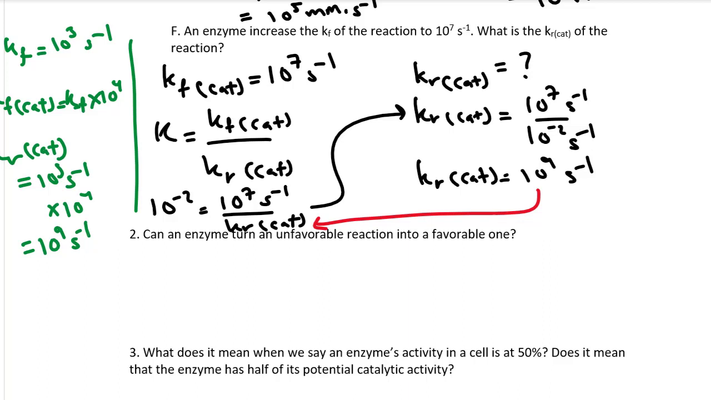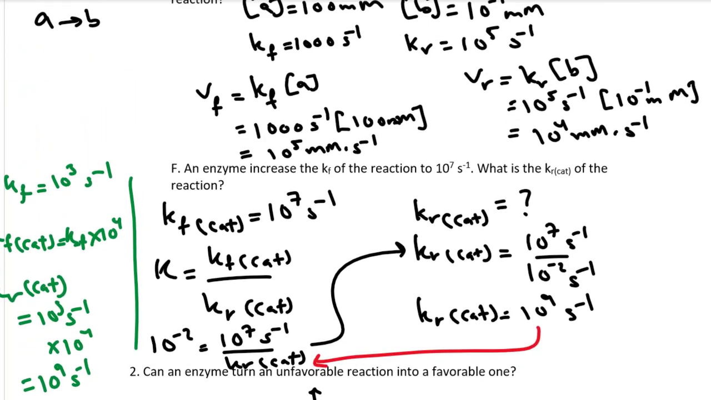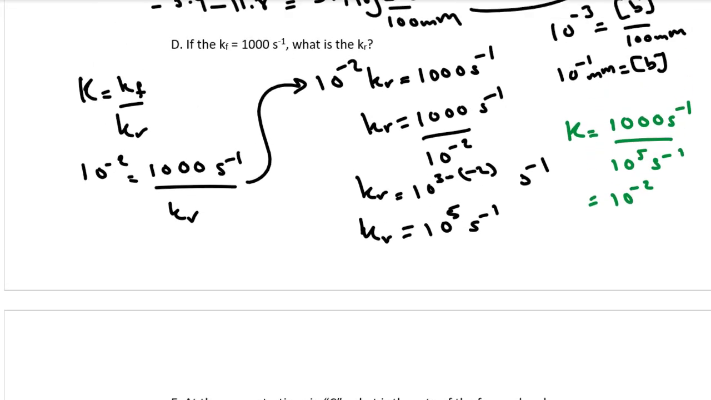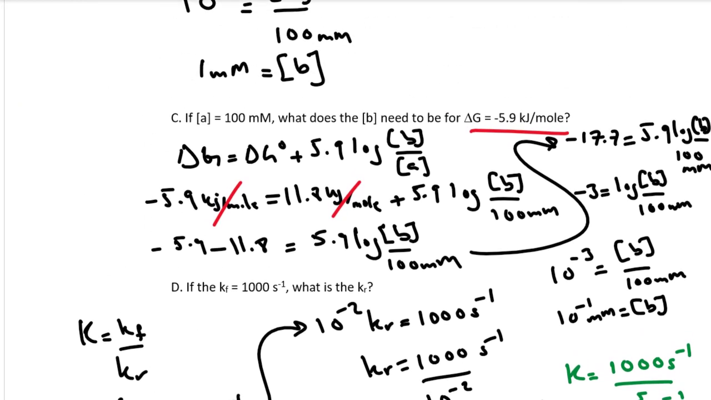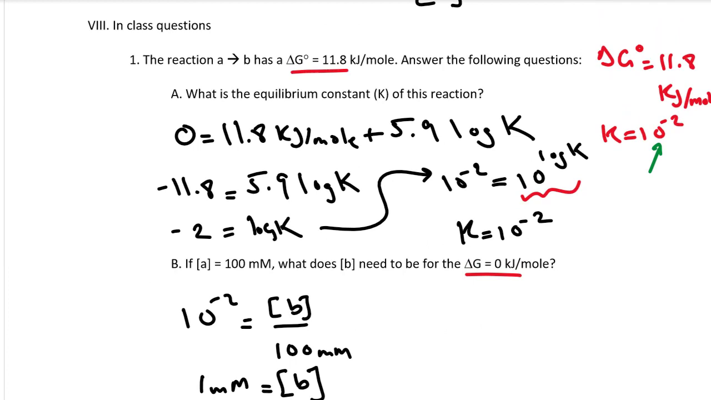Can an enzyme turn an unfavorable reaction into a favorable one? And that is a big no. Why is this a big no? Let's look at our reaction progress diagram right here real quick, energy. A to B is an unfavorable reaction. Just to make sure, I don't remember again. I'm old, my memory's going. All right, so here we go.